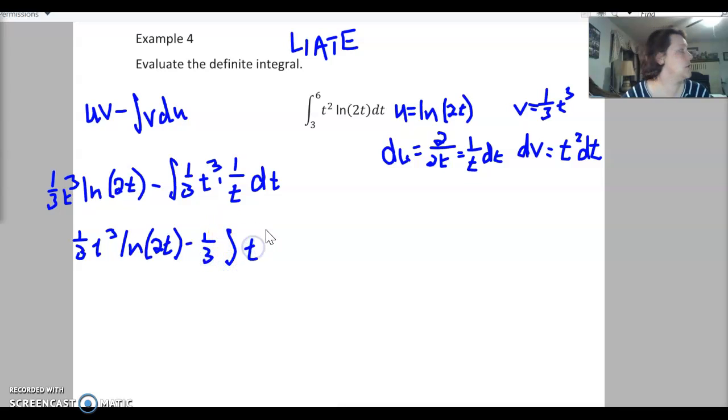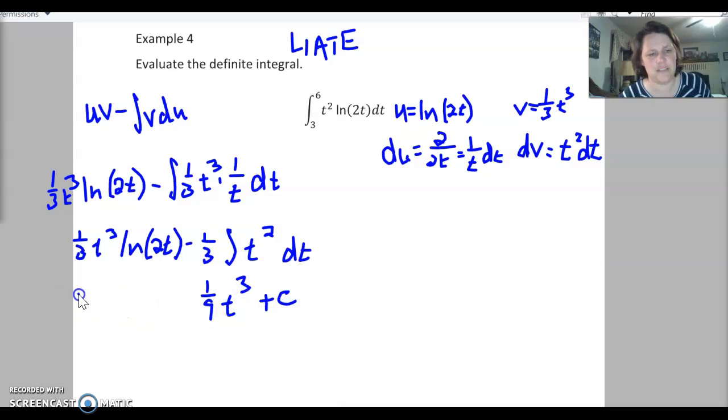integral of t squared dt. And now we just need to integrate that, so we'll add 1 and divide by that number, so we'll get 1/9 out here in front, and t cubed, and then all this out here in front stays the same.